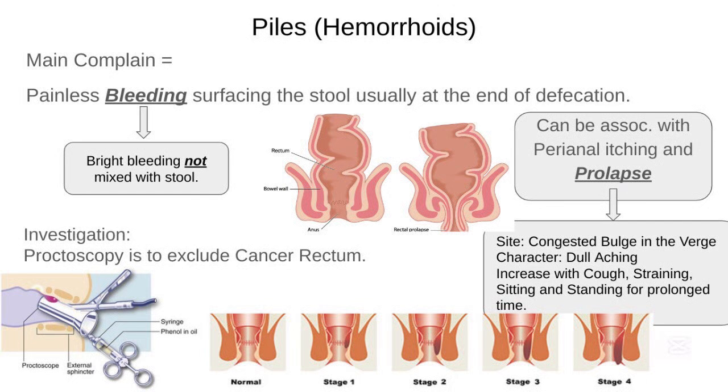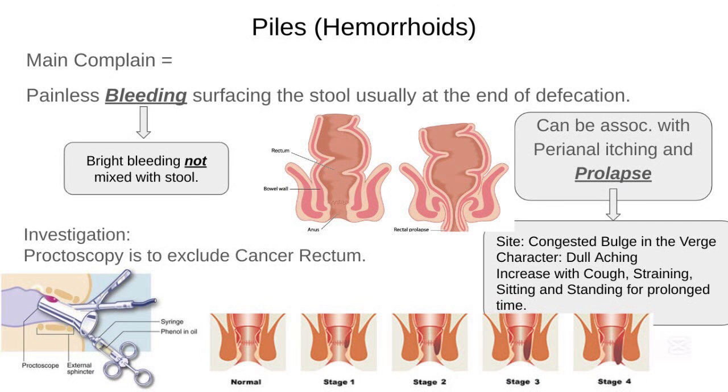Piles affect people of all ages, but they are most common in adults aged 45 to 65. Risk factors include constipation, prolonged sitting, pregnancy, obesity, and low fiber diet. The clinical presentation depends on whether the hemorrhoids are internal or external. Internal hemorrhoids are most common and mostly present with painless, bright red bleeding, typically seen on toilet paper or the stool surface.